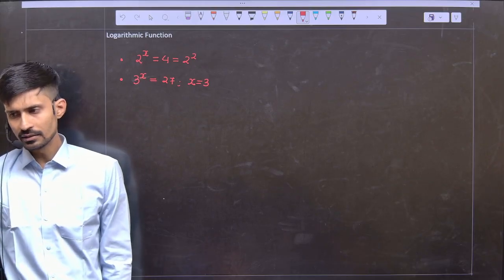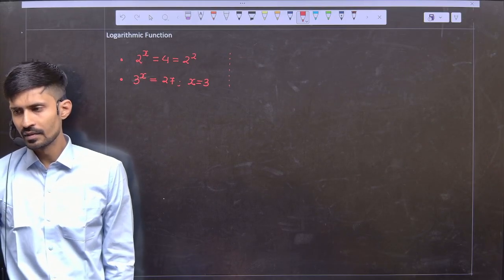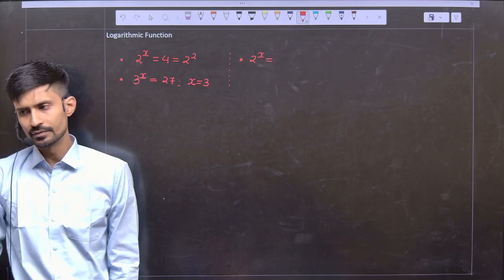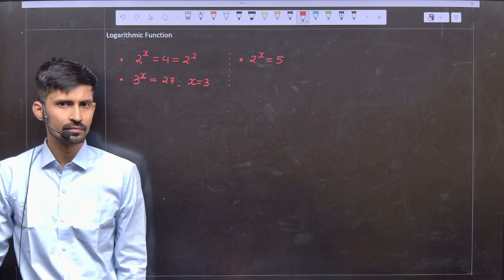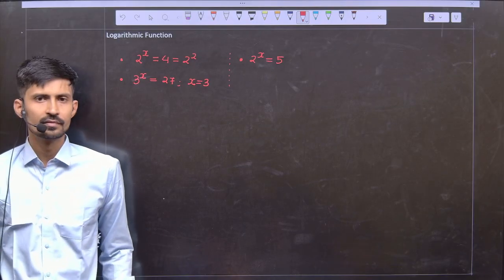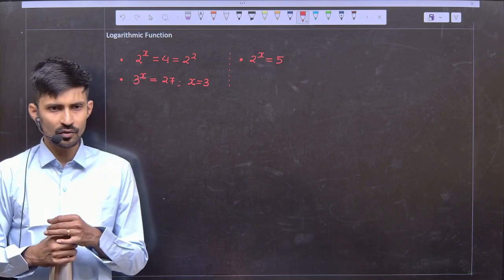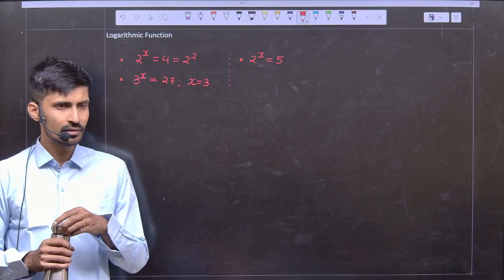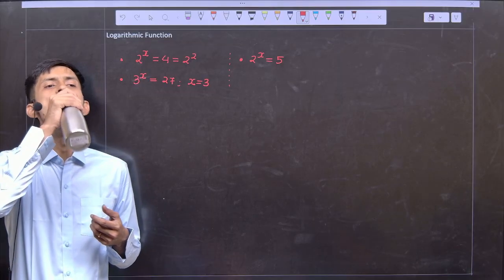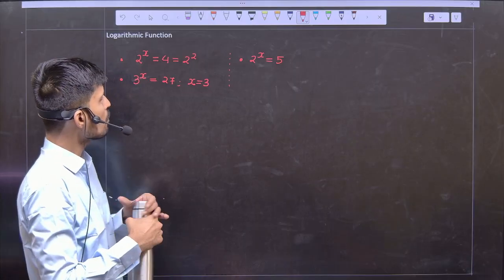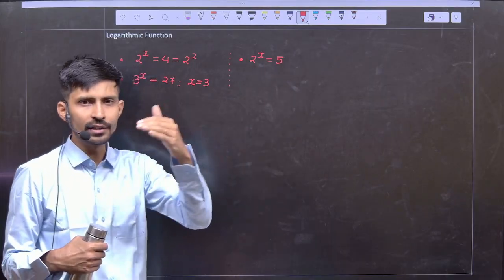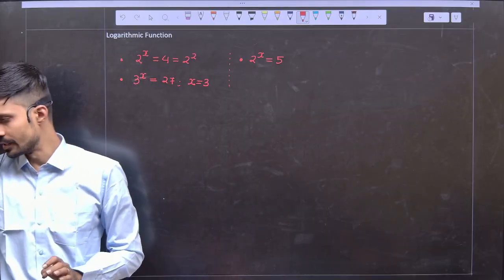Now suppose I ask 2 raised to x is equals to 5. Now the question is, what is x? We cannot find it. Yes or no? Why can we not find it? The reason is that 5 we don't know how to write in degree of 2. This is the simple reason.